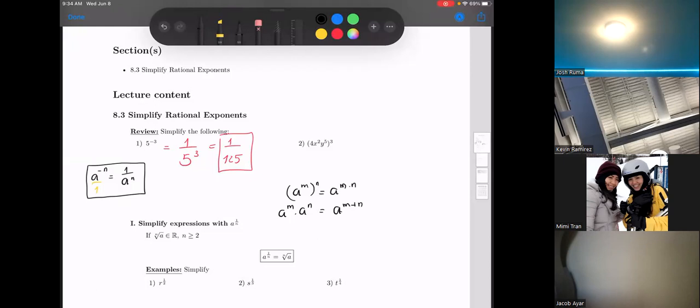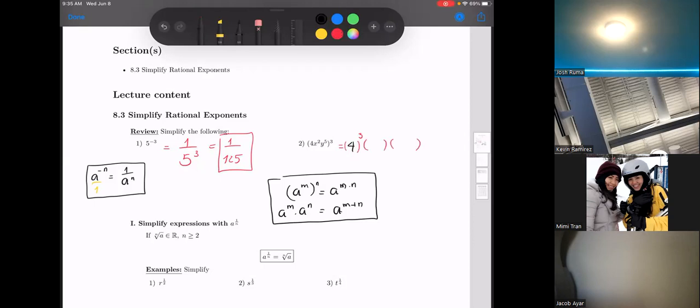So for number 2, you're gonna apply what? You're gonna apply the first or second? First, right? So what you do is you just distribute that 3 outside into each of the factors. So it's gonna be 4 to the third. Maybe I'll write 4 in black. Here, like this.